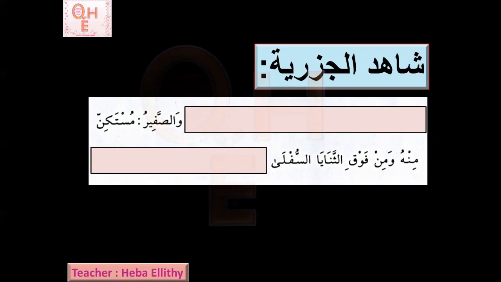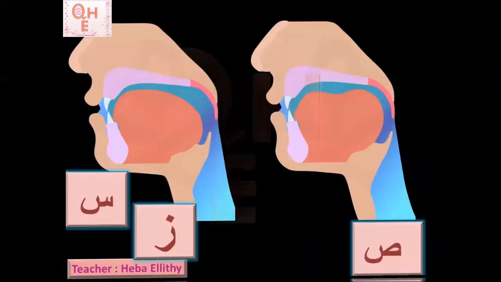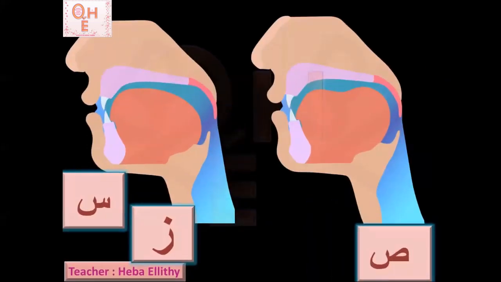This is how it looks, letters Seen, Zaa and Saad. Letters Seen and Zaa are exactly like letter Saad: the tip of the tongue is at the inner bottom incisor teeth, the two lower front teeth.